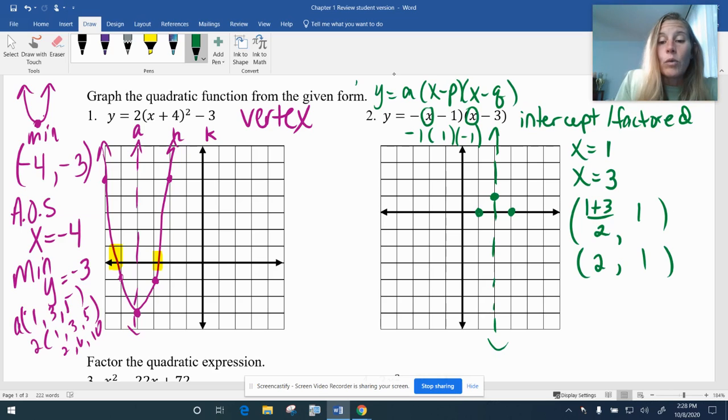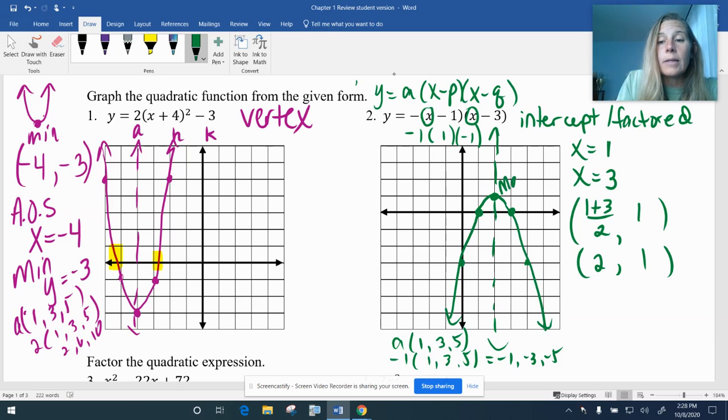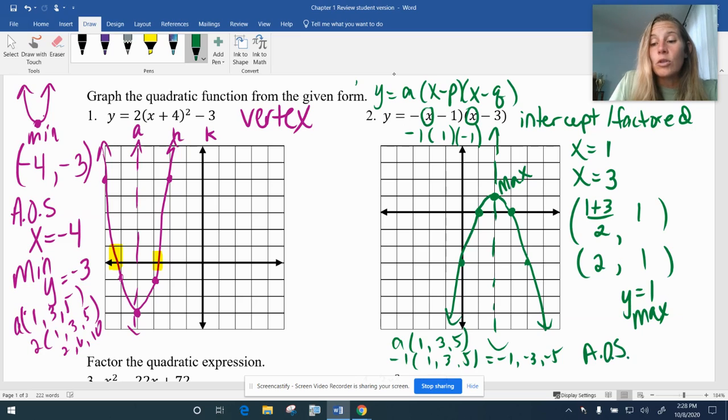Then if you wanted to get more points on your graphing pattern, you would have -1 times 1, 3, 5, which is -1, -3, -5, which obviously shows you that you are going to have a parabola that opens down. And that would mean that your vertex then contains a maximum value, which would be this y equals 1. So that would be your maximum value, and your axis of symmetry would be x equals 2.